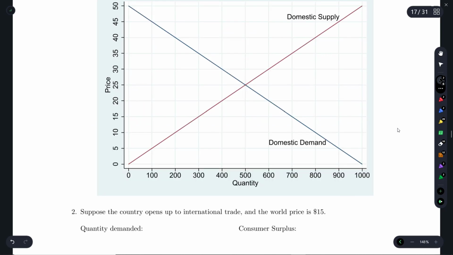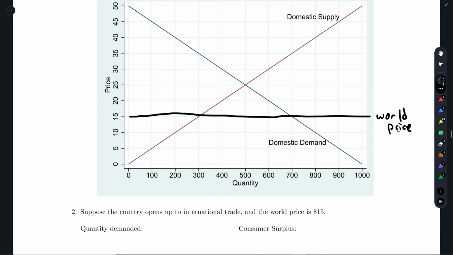Next, we're going to look at what happens when we open up the country to trade and the world price is 15. The first thing we want to do here is just draw a horizontal line across the entire graph at 15 for our world price. Notice that the world price of 15 is lower than the domestic equilibrium of 25 that we got before. That means that this country is going to be importing goods.